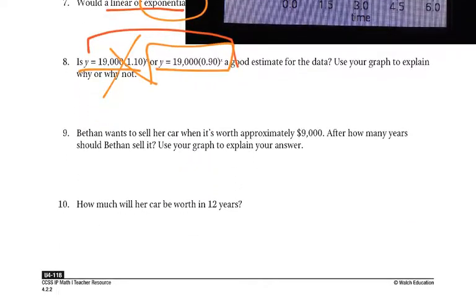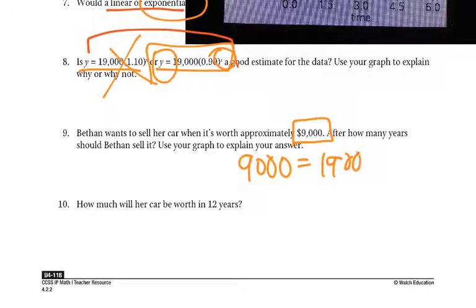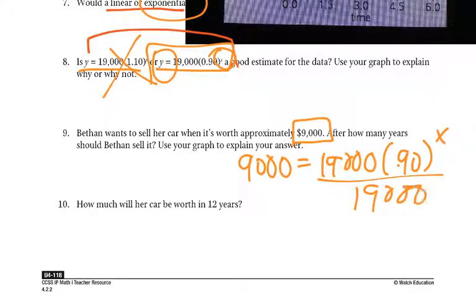So, Bethan wants to sell her car when it's worth approximately $9,000. How many years should she wait to sell it? Well, x stands in for years, y for the price. So I'd go 9,000 equals 19,000 times 0.9 to the x. So first I divide by 19,000.